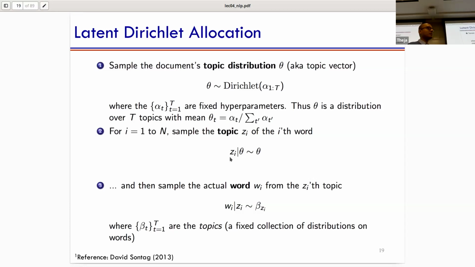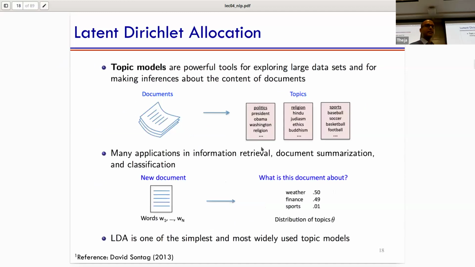Which topic are you assigning that? So zi is a random variable that's sampled from theta. Theta is 3-dimensional, right? So it's saying theta is exactly this, like 0.50, 0.49, 0.1. If you sample something from this 3-length probability mass function, you'll either get weather, or you get sports, or you'll get finance, right? One of these 3. So every location you're saying whether it's related to topic weather, finance, or sports.